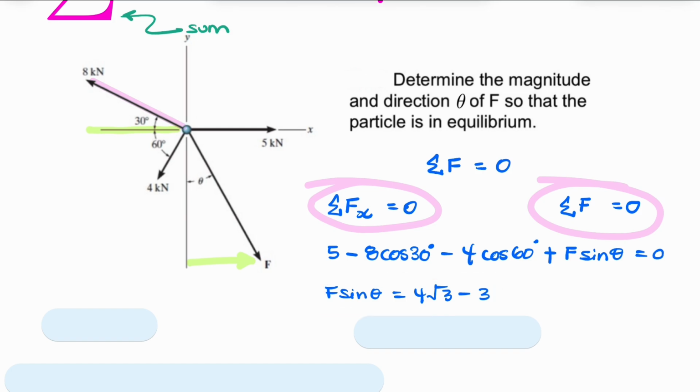Okay, so we now know a relationship between f and theta. It's not enough to find f or theta because we have two variables, but that is our first equation.